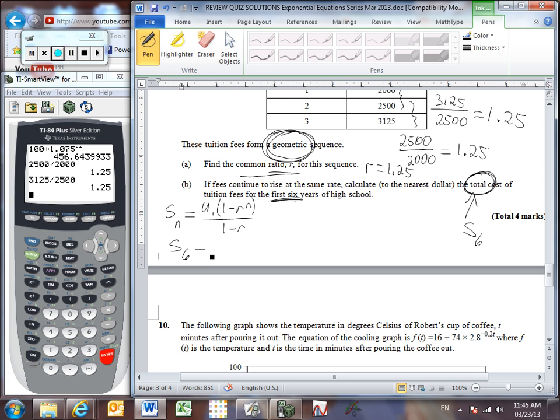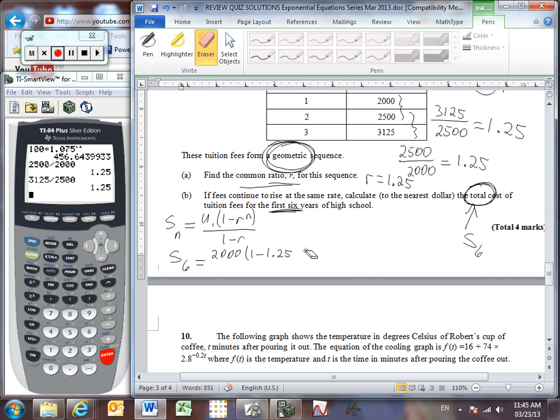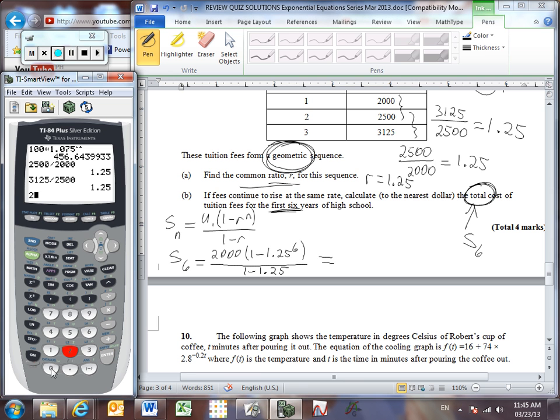And so our first term was, you can almost see it, 2,000. Our r value is 1.25. And the 1.25 is being raised to the power of n, which in our case is 6 years, over 1 minus the r value.